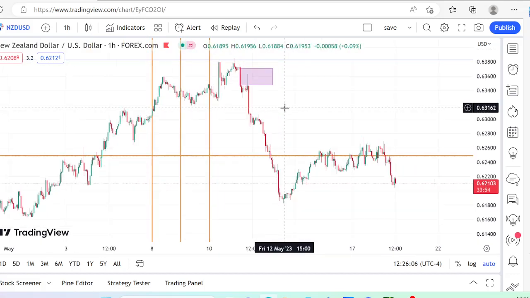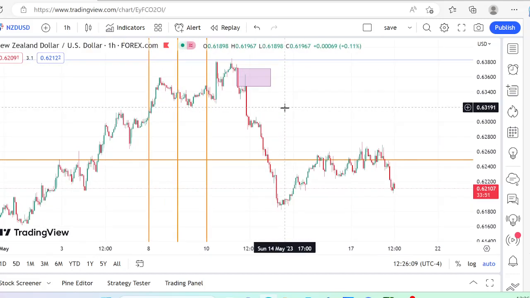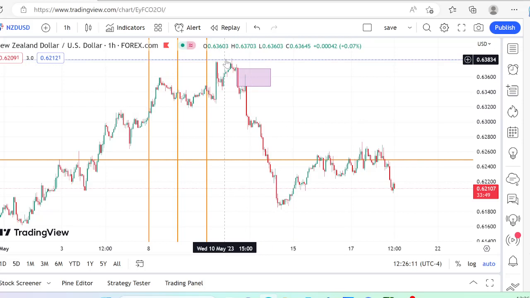So one last time. Step number 1, you want to see a key liquidity pool get purged. We saw it get purged right there. Okay. Then you want to see a displacement. You want to see a reaction off of that level. You get that reaction, a shift in market structure. You want to see a shift in market structure.